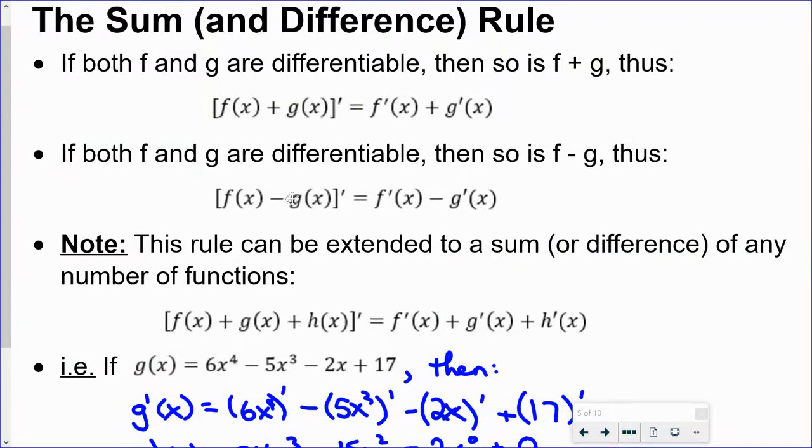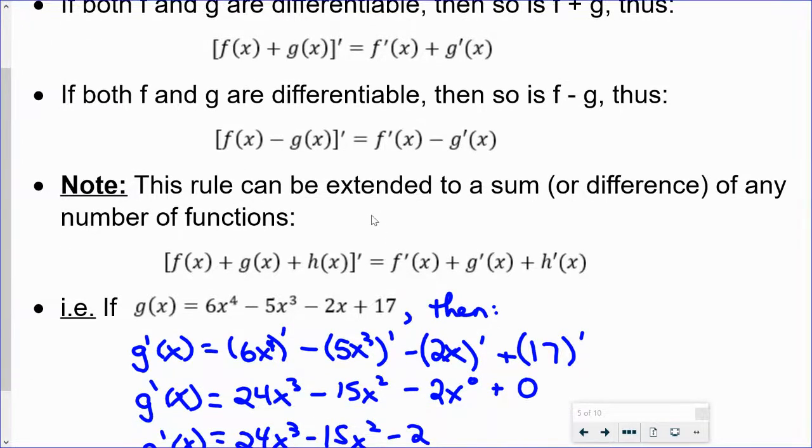Last, we have the sum and difference rule. If both f and g are differentiable, then so is f plus g. So if I'm adding two functions, I can take the derivatives individually and add them together. If I'm subtracting two functions, I can take their derivatives individually and subtract them. This can be extended to a sum or difference of any number of functions. It works if I have 3 functions, 4 functions or 5 functions that are being added or subtracted.